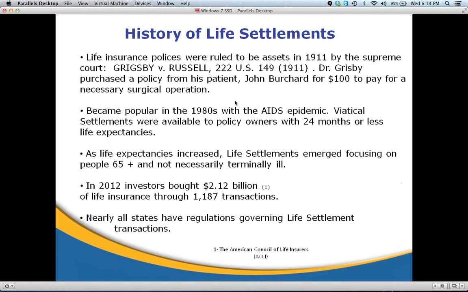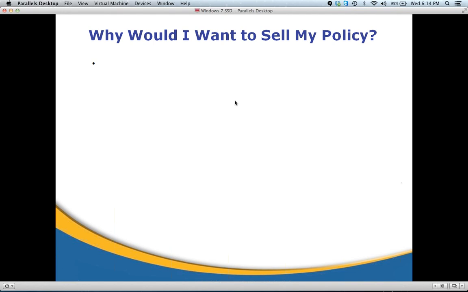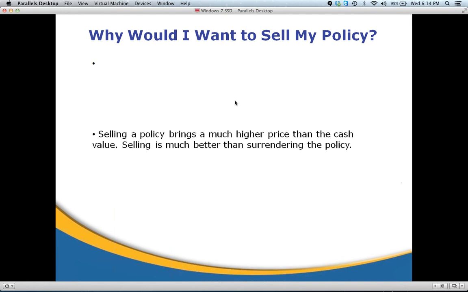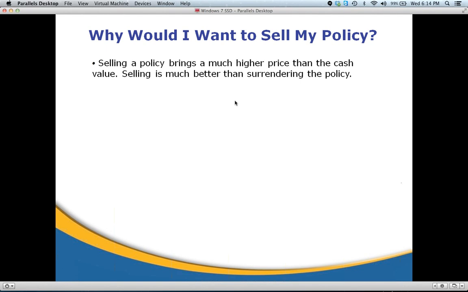Most people are only familiar with viatical settlements. So we're definitely seeing a growth in this market. So why would somebody want to sell their policy? Well, first of all, just from an economic standpoint, selling a policy to a third-party investor brings a much higher return than simply turning it in for cash value and surrendering it to the insurance company.